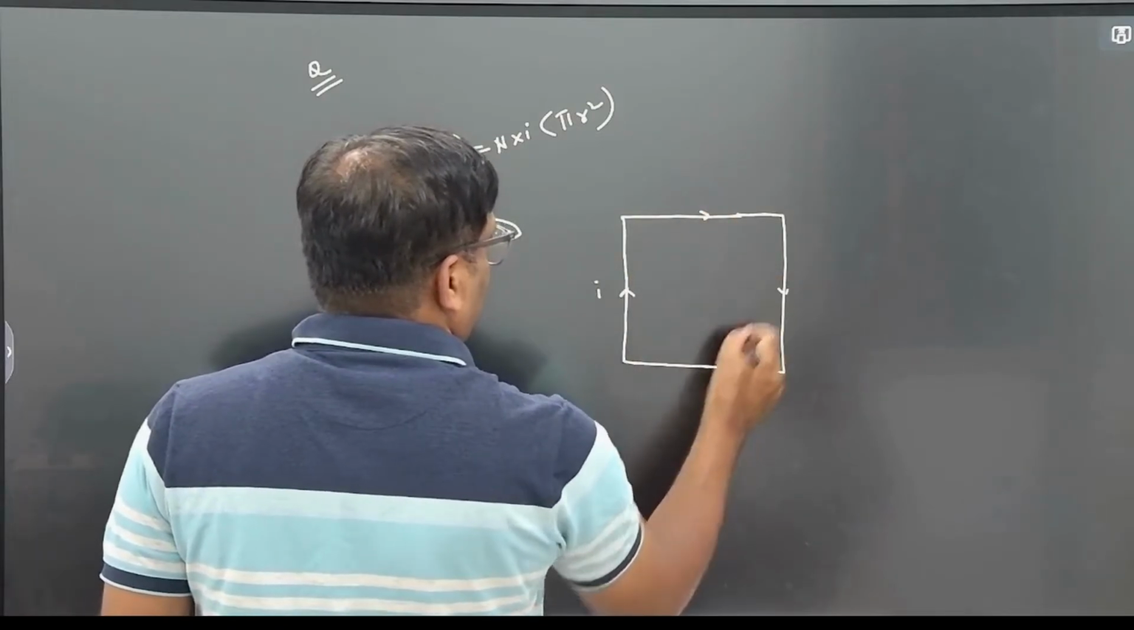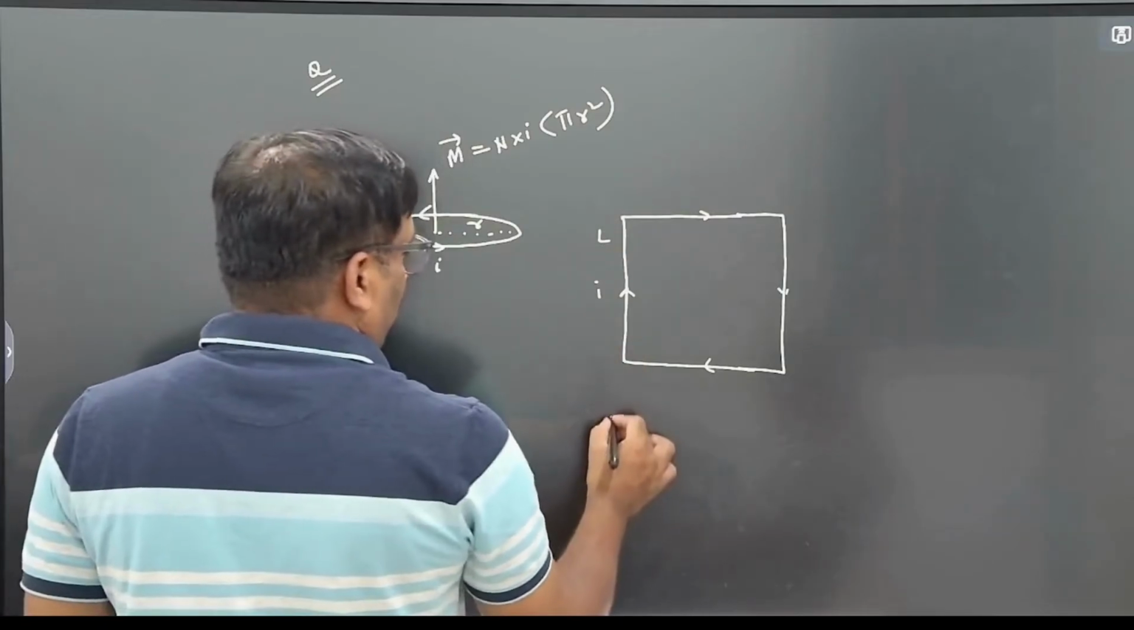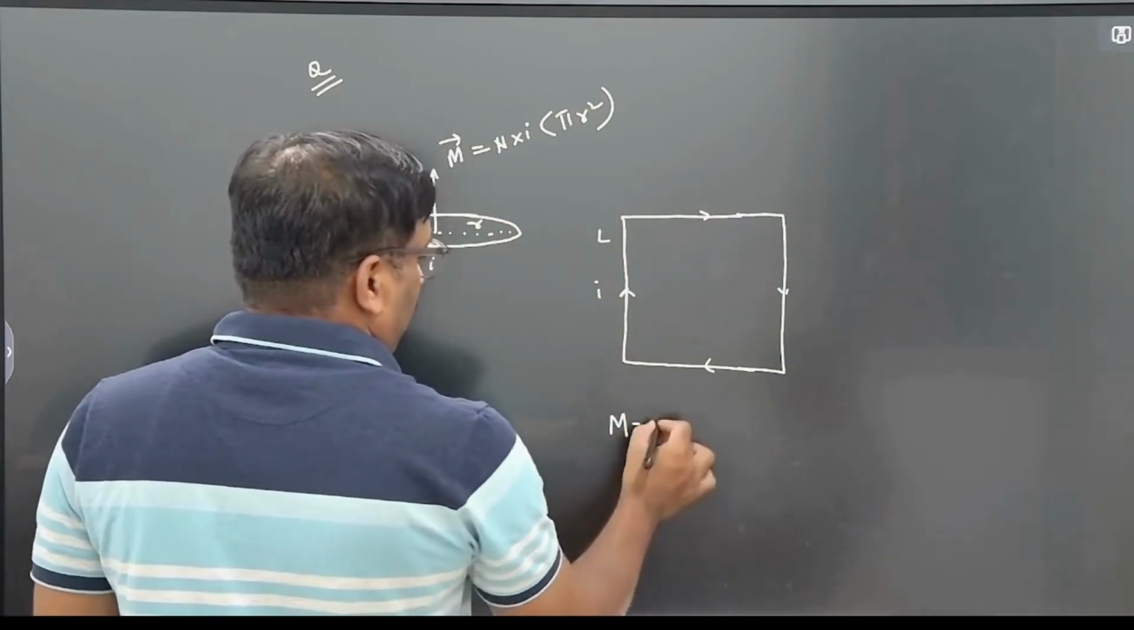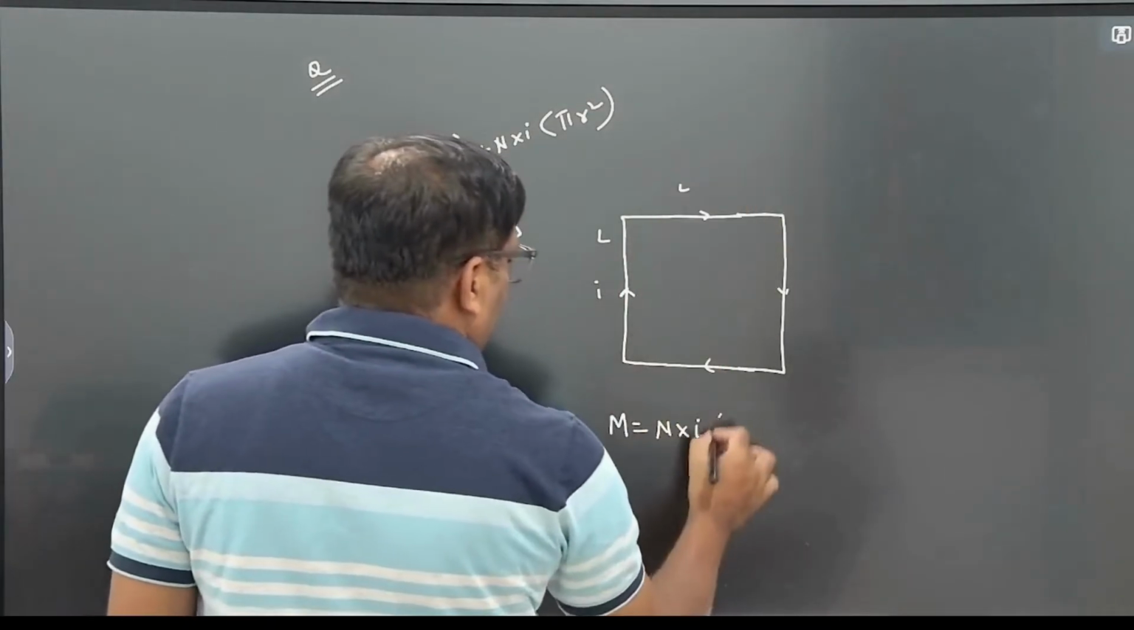So current is flowing here, no. So therefore, for a square coil of side length L, what will be the magnetic moment now? Magnetic moment is nothing but the number of turns times current times area. What is the area of the square coil now? The square coil's area is nothing but L square.